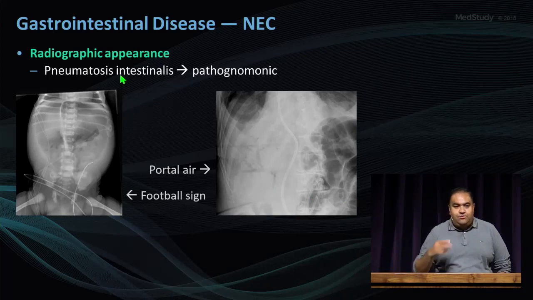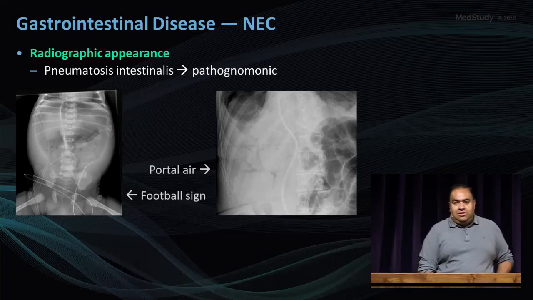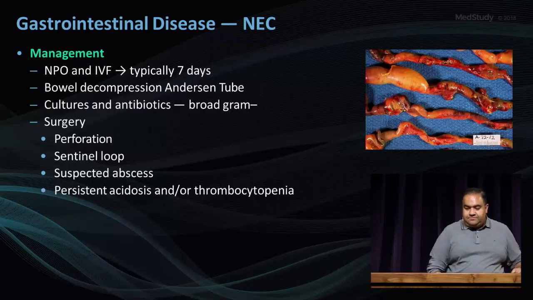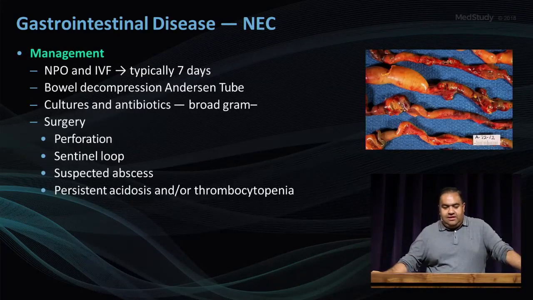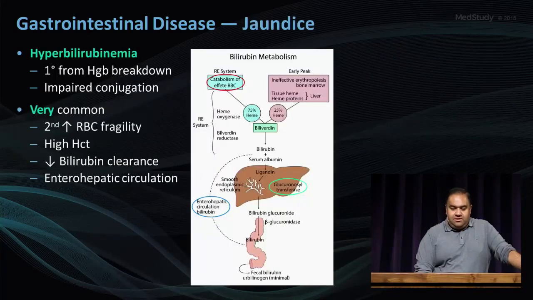Pneumatosis intestinalis is the railroad track. It's that air that dissects into the intestinal lining. So management is typically no feeds for about 7 to 10 days. Sometimes they require surgery. And once they require surgery, there may be a high risk of strictures afterwards, a lot of acidosis, thrombocytopenia.